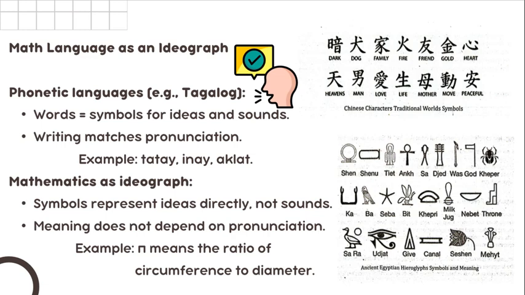But in mathematics, the symbols represent ideas directly, not the sound. So, the meaning does not depend on the pronunciation. Di ba? Sa English, kay depende kung unsay tunada. Naay same word, same spelling, pero different meaning. So, in mathematics, kung unsa nang symbol dira, isa ra jud ang iyahang meaning. So, it represents one idea lang. For example, kaning symbol, it means the ratio of circumference to the diameter, or other word na itong ginatawag ani is the pi.